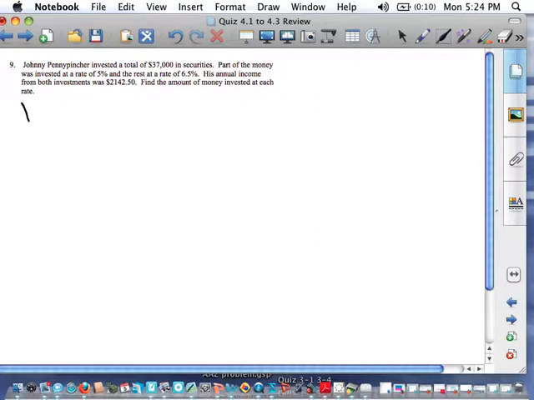First thing you have to do, remember, define your variables. So I'm going to say let X equal the amount invested at 5%.